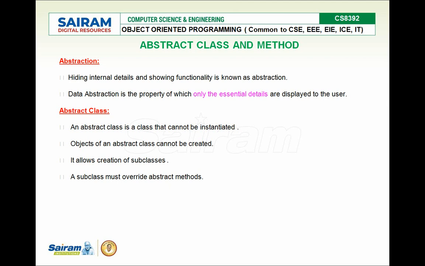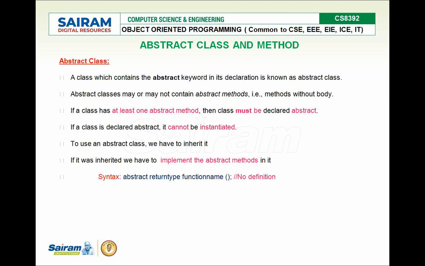These are all the points we already discussed in the OOPS concepts in the first unit. Now we'll see more detail about the abstract class. A class which contains the abstract keyword is known as an abstract class. Abstract classes may or may not have an abstract method. They can have normal methods as well as abstract methods. We know an abstract method is a method which doesn't have a method body or definition. Then, if a class has at least one abstract method, that class must be declared as an abstract class.